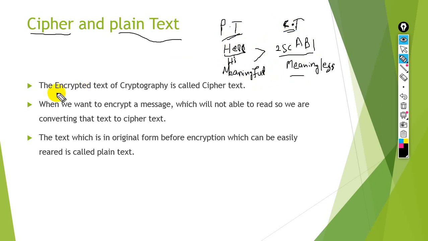So look at this. The encrypted text of cryptography is called ciphertext. When we want to encrypt a message so that it is not able to be read, we are converting that text to ciphertext. Okay, the text which is in original form before encryption, which can be easily read, is called plain text.